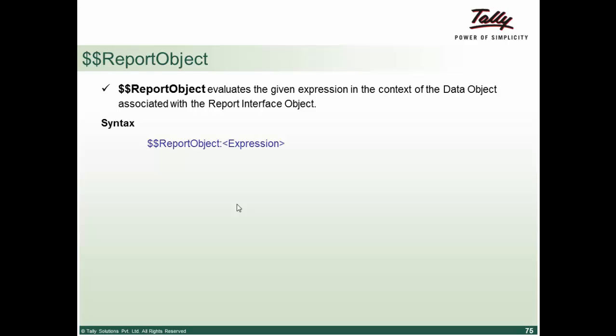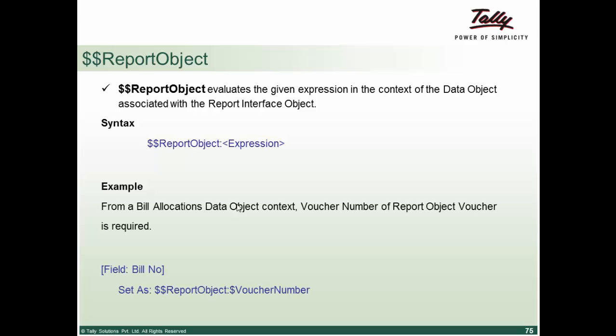object. So say at report level you have mentioned object colon ledger. So whatever expression you provide at this function will get evaluated on ledger. So if you have changed that to object colon stock item, the expression will get evaluated on the stock item. So this is an example here. From a bill allocation data object context, voucher number of report object voucher is required. So somewhere down the field we give $report object colon $voucher number. This is a default value that gets set here, right?